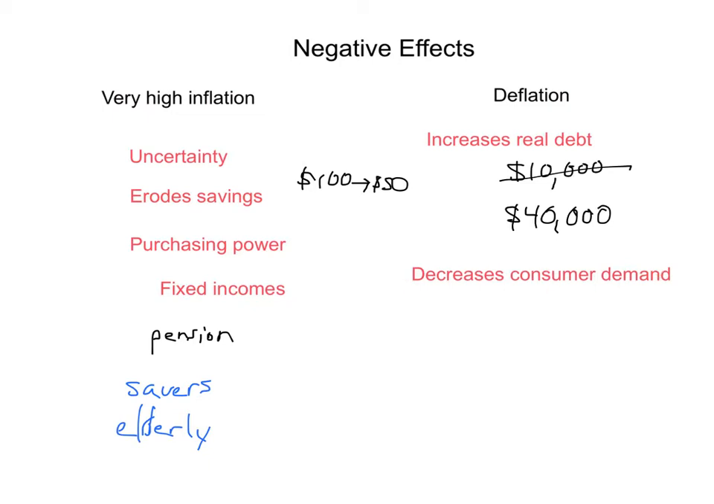So what happens is consumer spending ends up going down. So who is deflation really hard on? Well, it's difficult for borrowers, which is many, many people, and it's very difficult for businesses. I know, boo-hoo, right? But these are the people who employ everyone.